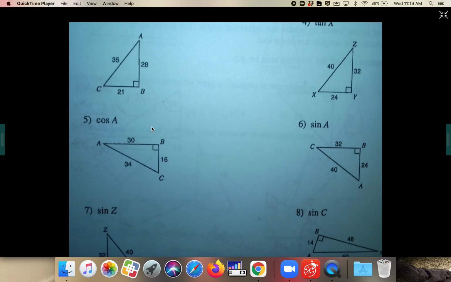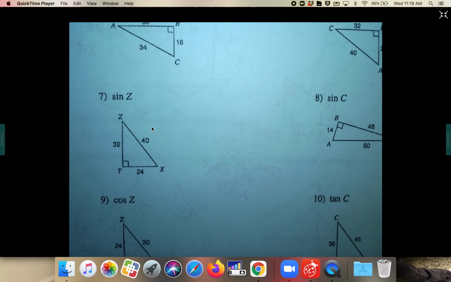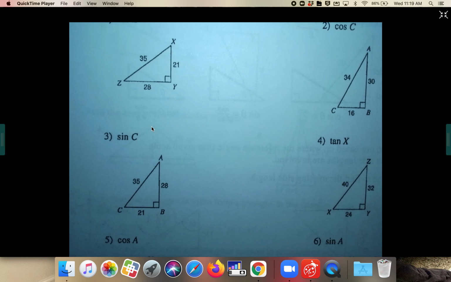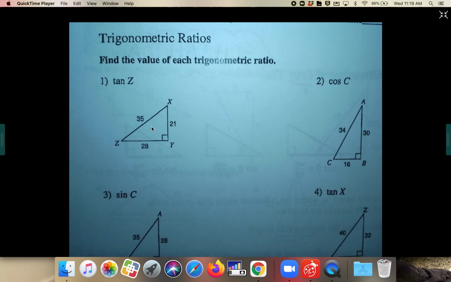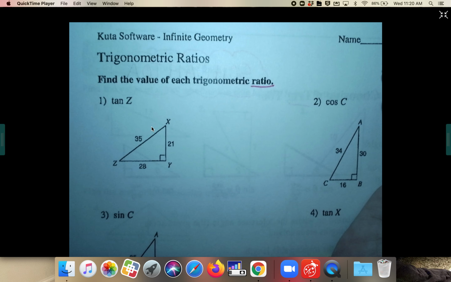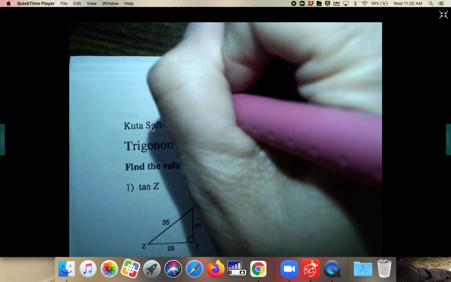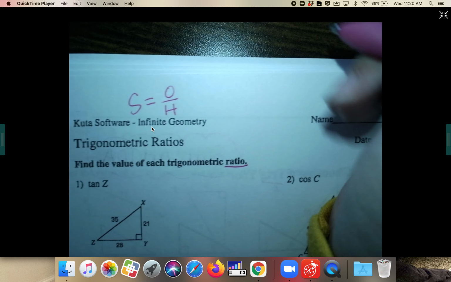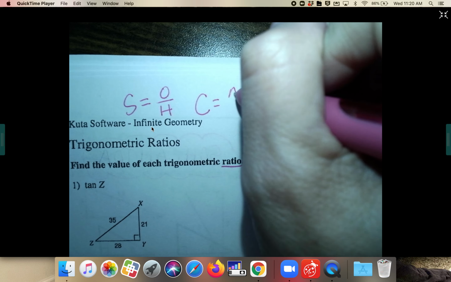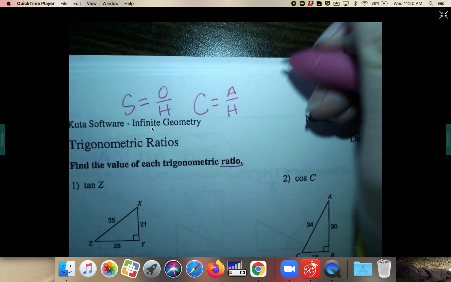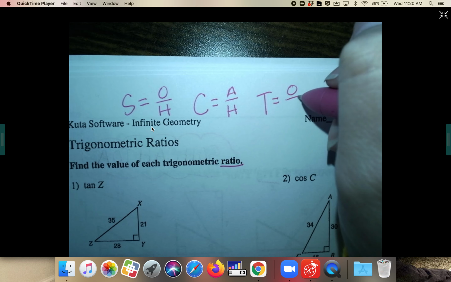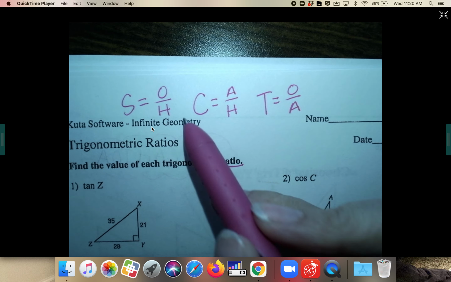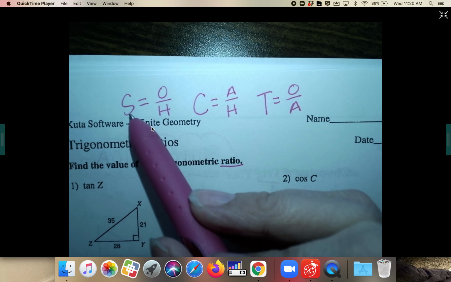So what you'll notice on this whole page is we don't have any angle measures. So all I want you to do, every single one of these should just be a fraction that represents our trig ratio. I'm going to write SOH CAH TOA up here. So I'm going to write SOH like this now that you know it's a ratio like that. CAH, and then TOA.